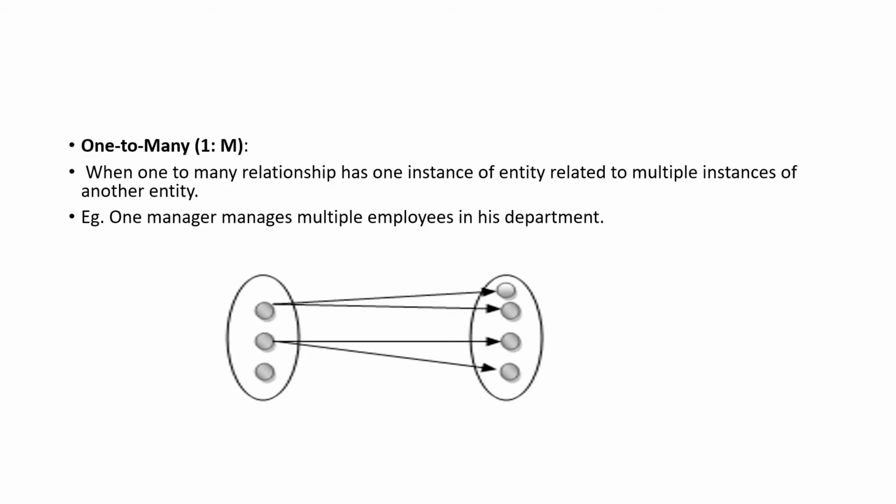Now one to many relationship. When one existence of an entity is related to multiple instances of another entity, then it is a one to many relationship. Suppose this is only one instance of one entity, but it is associated with two instances of another entity. This is the whole entity. This is one instance and these are two instances that it is connected with. So this way we can say one to many relationship.